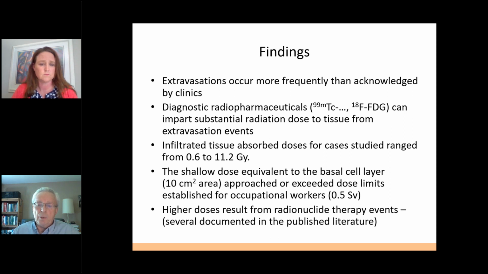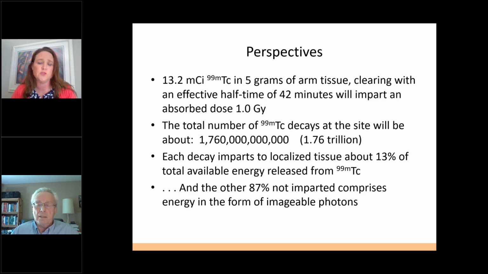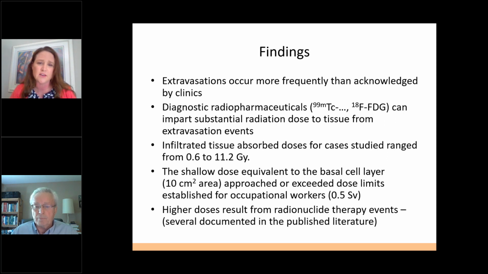The shallow dose equivalent to the basal cell layer approached or exceeded dose limits established for occupational workers, and higher doses result from radionuclide therapy events, and there were quite a few mentioned in the published literature. Can you tell us why you chose the technetium and the fluorodeoxyglucose to study? We had talked about how there's different types and different products, and you had a really great explanation behind why you chose those specific radiopharmaceuticals.